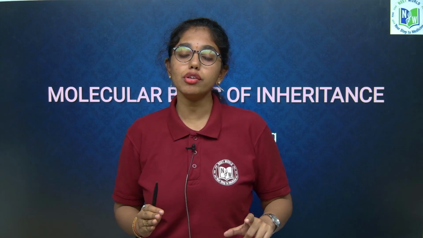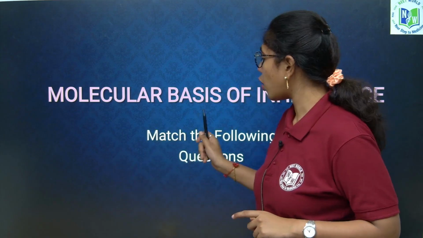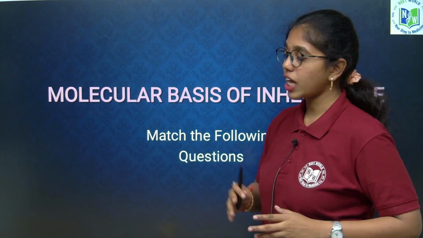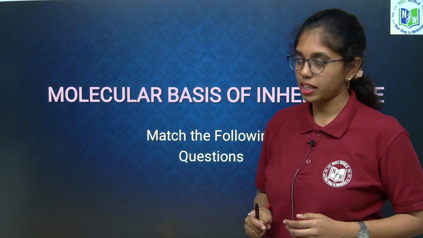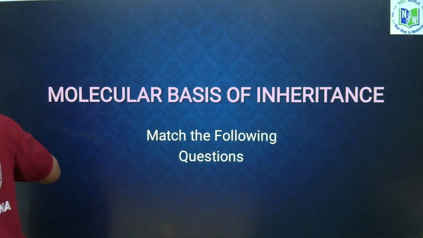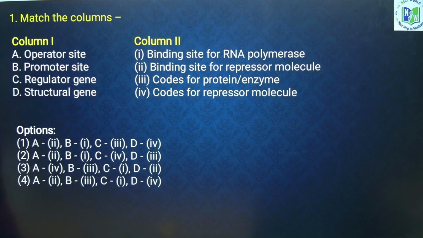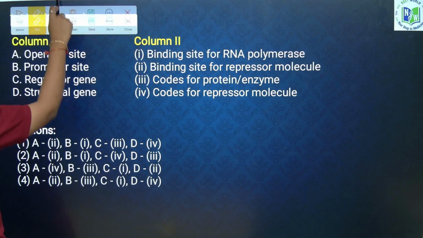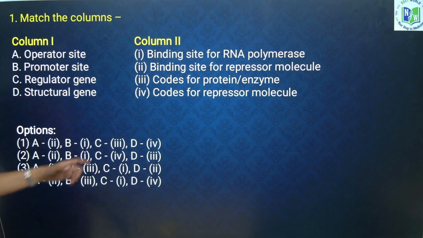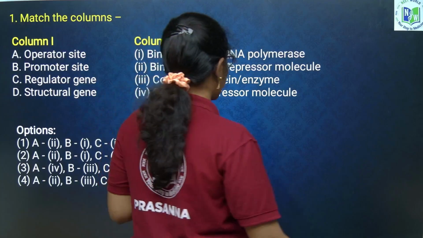Now we are going to solve all the match the following type of questions from the chapter molecular basis of inheritance. Without much delay, let's get started. The first question is from the gene expression or Lac-Operon model, where different sites are given and the activity at that site is provided in column 2.